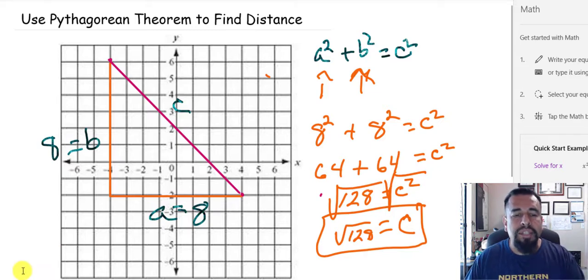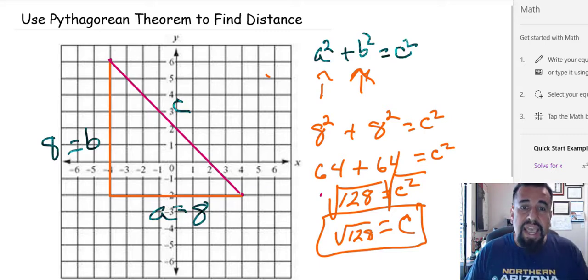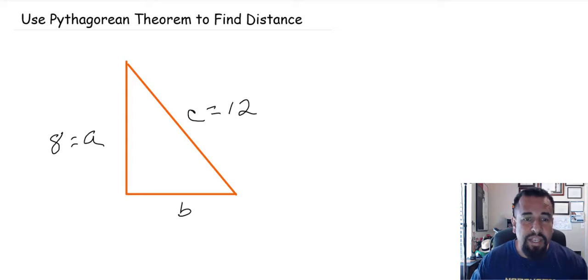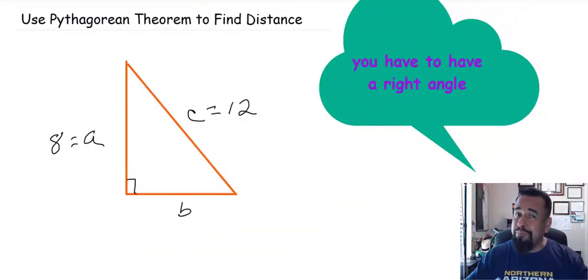I'm going to show you one more, just to find the distance when you have c, but you don't have either a or b. All right, let's take a look. Notice I got rid of the graph because I didn't want you to think that this is only applicable when you're using a graph. It's always applicable when you're using a triangle. Not only a triangle, excuse me, a right triangle. So this will not work on other triangles. It has to be a right triangle, okay? Very important to remember that.